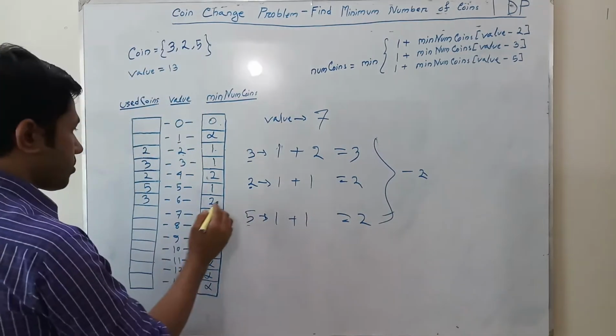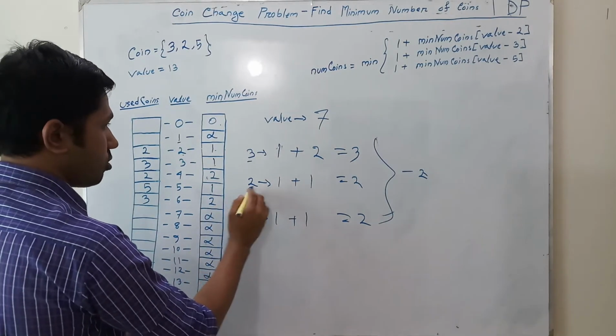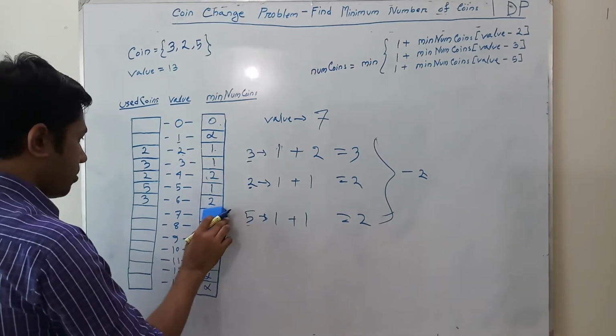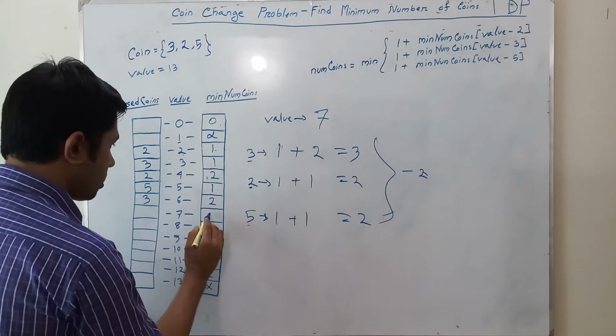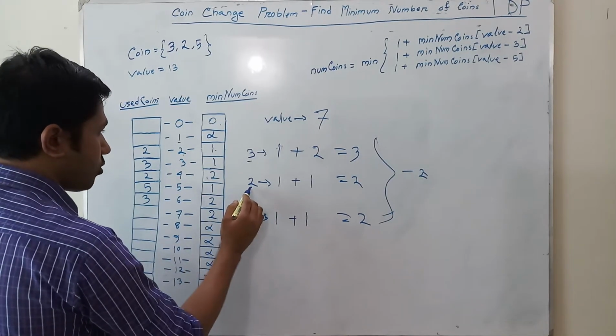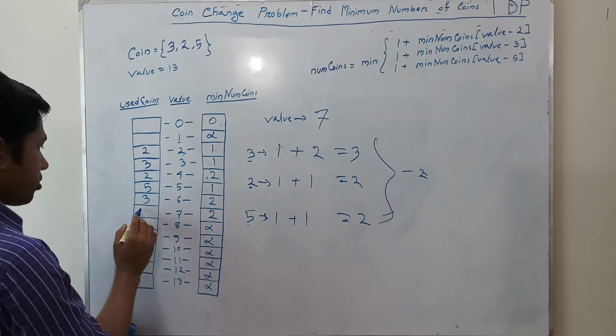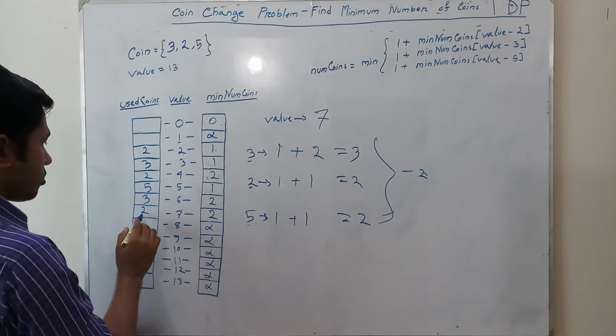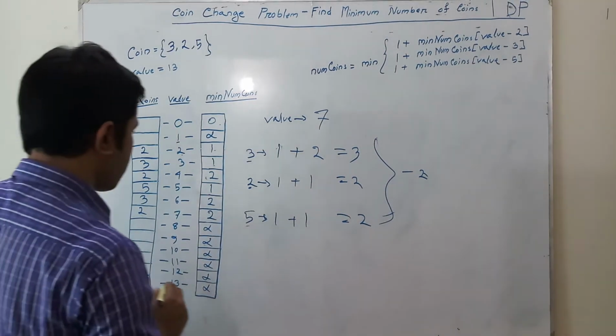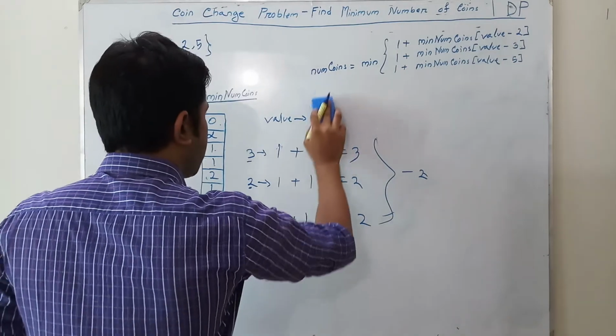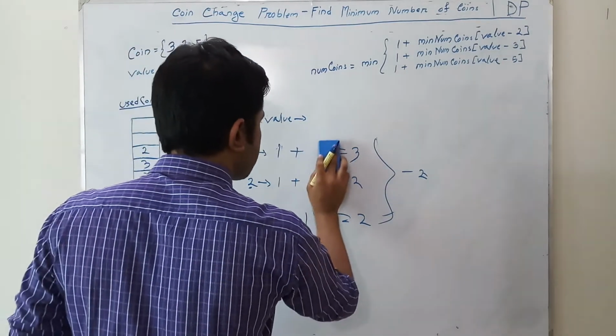If we use 2, so the value here will be 2, and if we use 2, then we can store here 2, or we can also store 5.